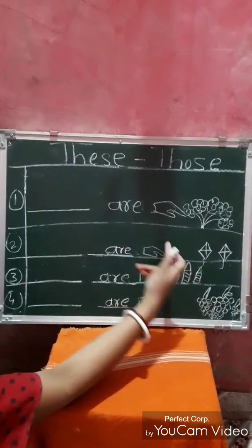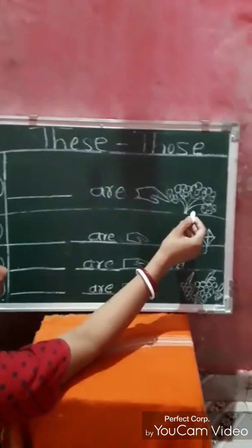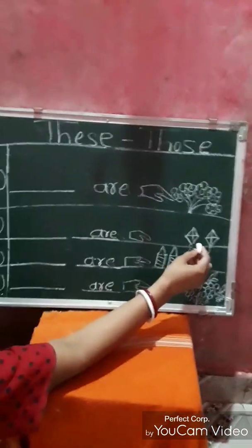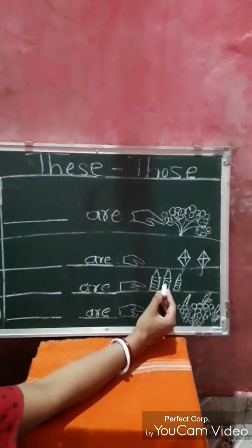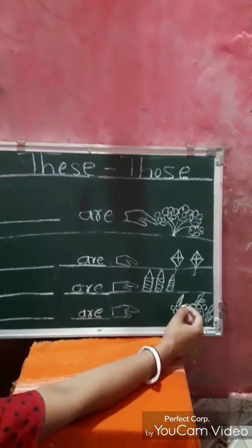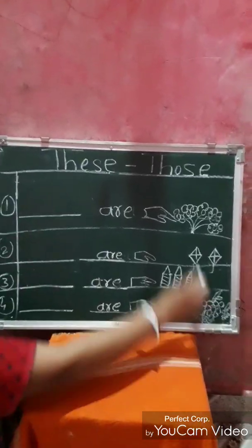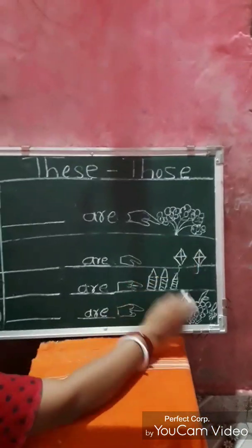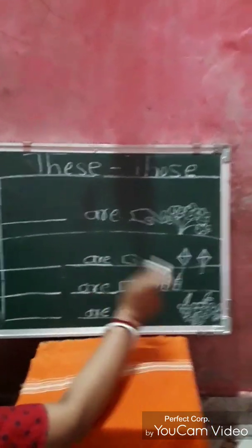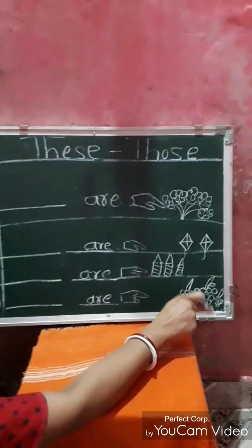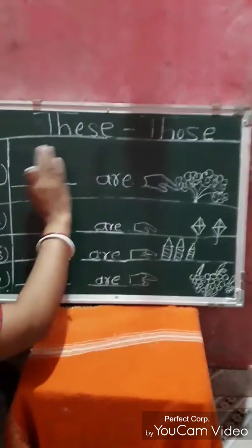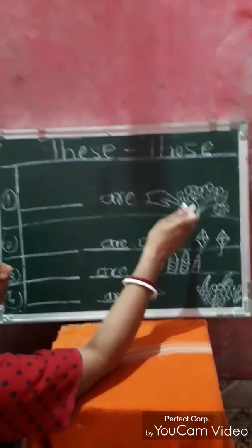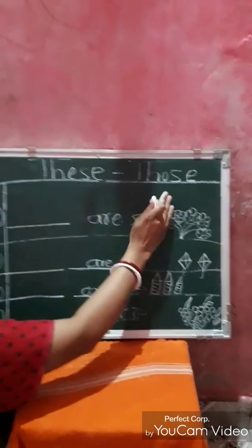All these statements are shown with the help of the picture drawn on the board. Look at the first picture. There are bunches of flowers. There are kites. There are pencils. There are bunches of grapes. So these all pictures show that these all are in plural number, they are not single. In the last step I drew all the pictures in single number. So according to the picture status, we are going to use these and those.